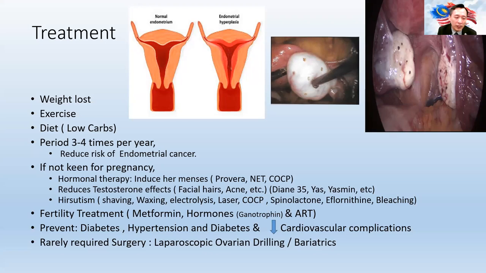Fertility: if they are keen for fertility treatment, you can start metformin. You can give some clomiphene or Femara that I have spoken about just now, or if this fails, you can refer to us for further fertility treatment. Also, prevention is important for diabetes, high blood pressure, and cardiovascular complications. Rarely, they require laparoscopic ovarian drilling and also bariatric surgery, that means bypassing the stomach.